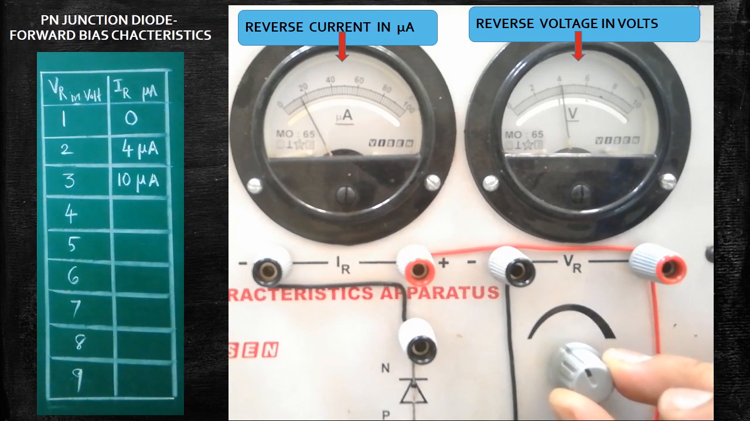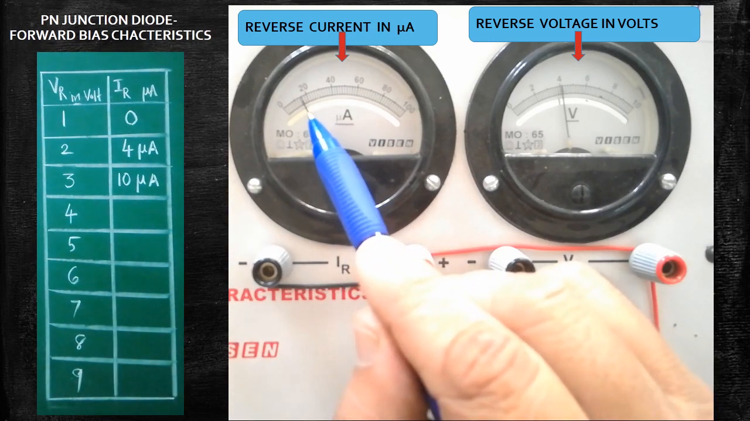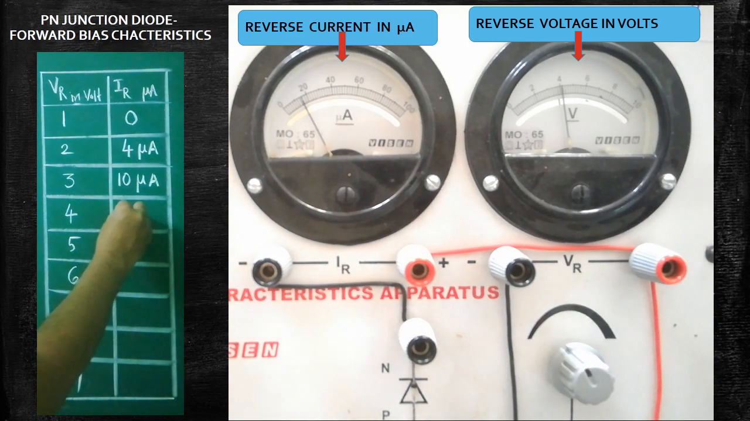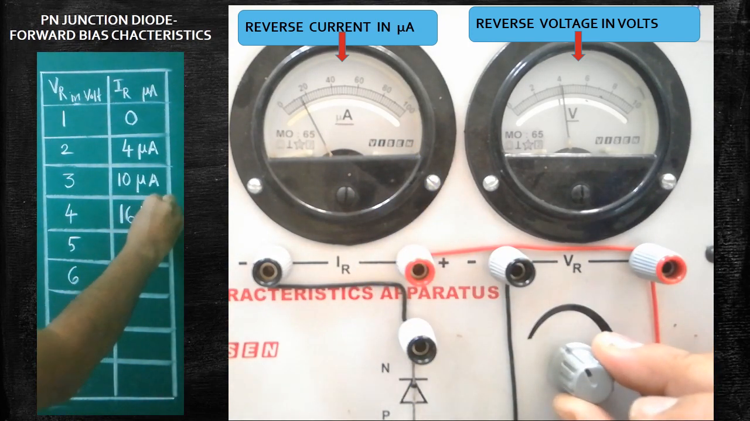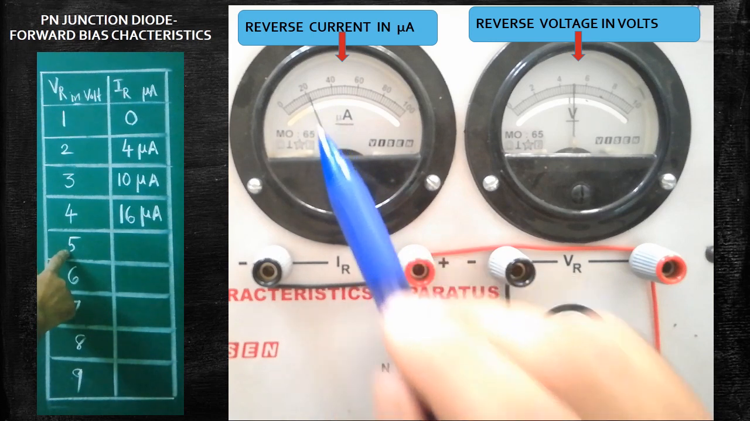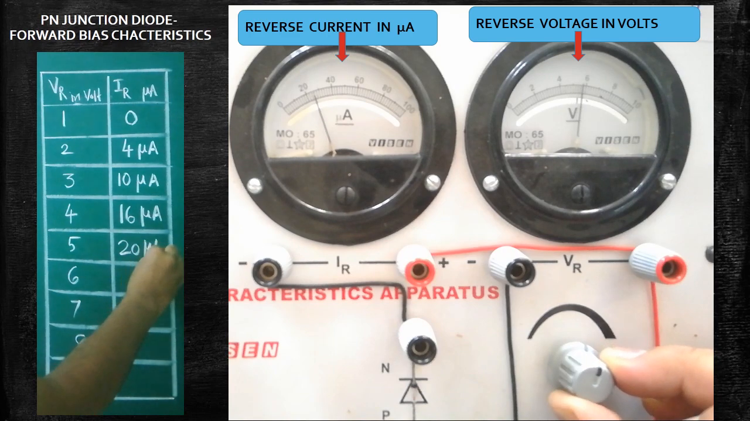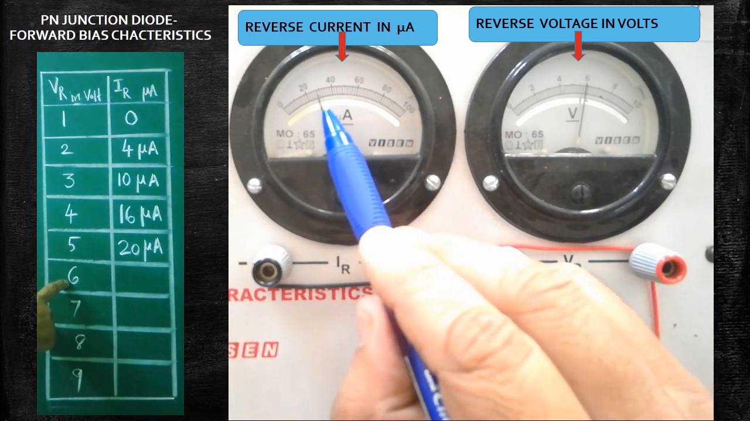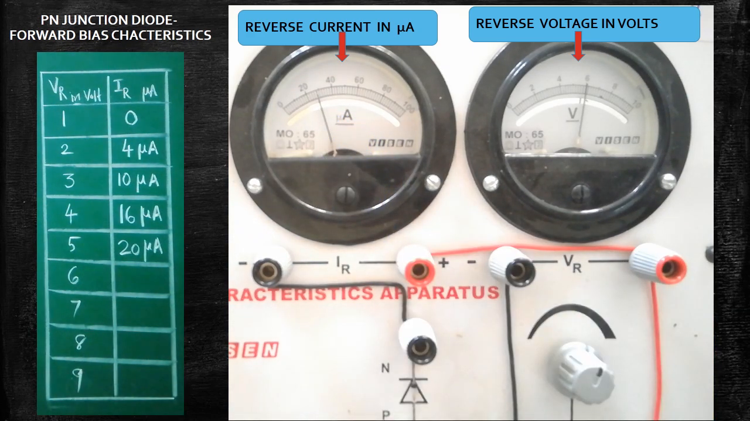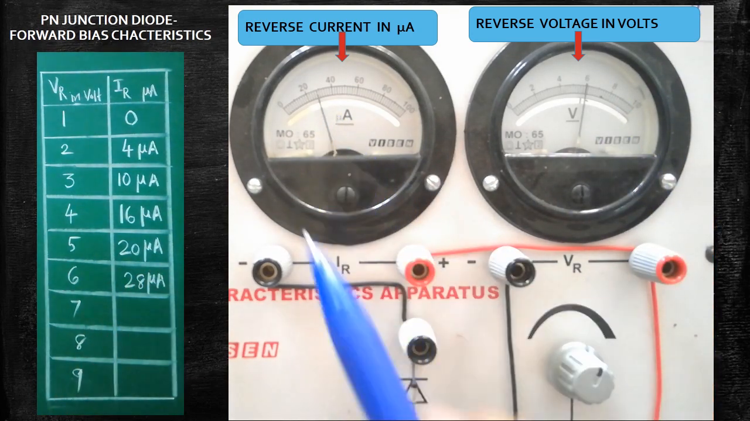For 4, now VR is 4 volt, IR is equal to, now it is in the 8th division. So, 8 into 2 is equal to 16. 16 microampere is the IR value. For 5 volt, what is the reading here? 20 microampere. For 6 volt, now it is very close to 30, it could be taken as 28. Are you clear? For 6 volt, the IR value is 28.